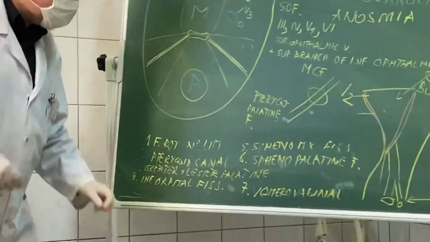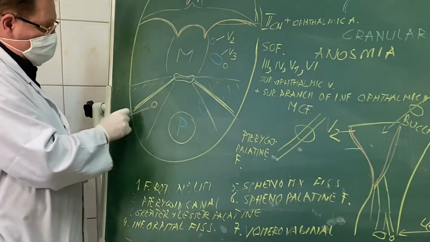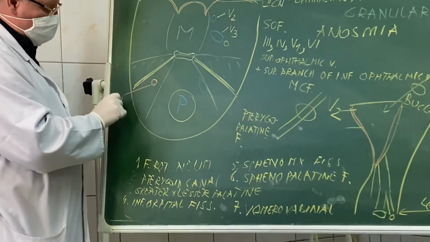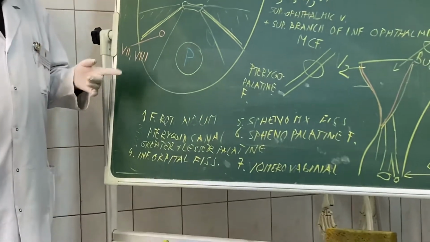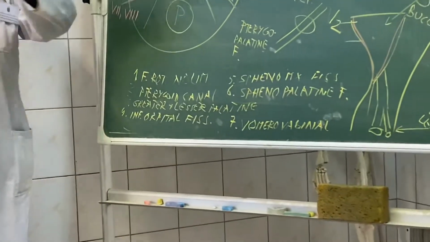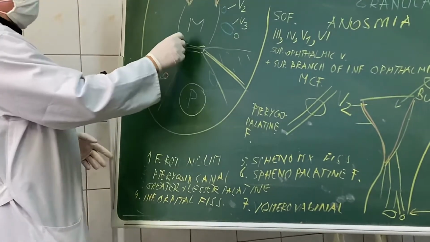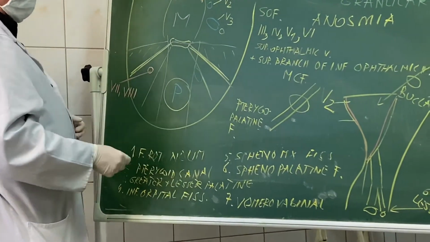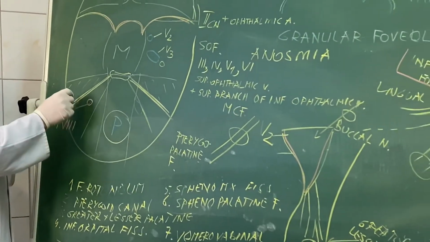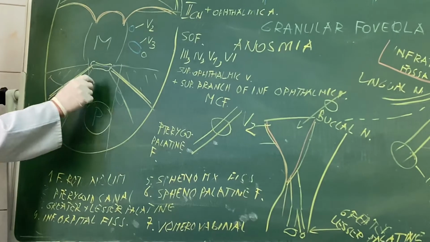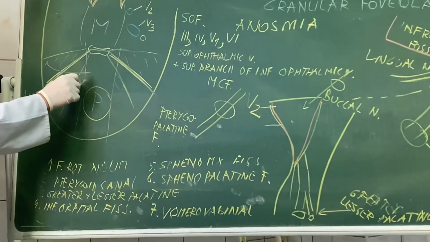And this internal acoustic meatus is just the seat for the 8th cranial nerve and the 7th cranial nerve. But these 2 nerves run in 2 different directions. What does it mean? When you have the brainstem here, the eighth nerve goes from the hearing and balance receptors to the brainstem. So the eighth goes towards the brainstem.